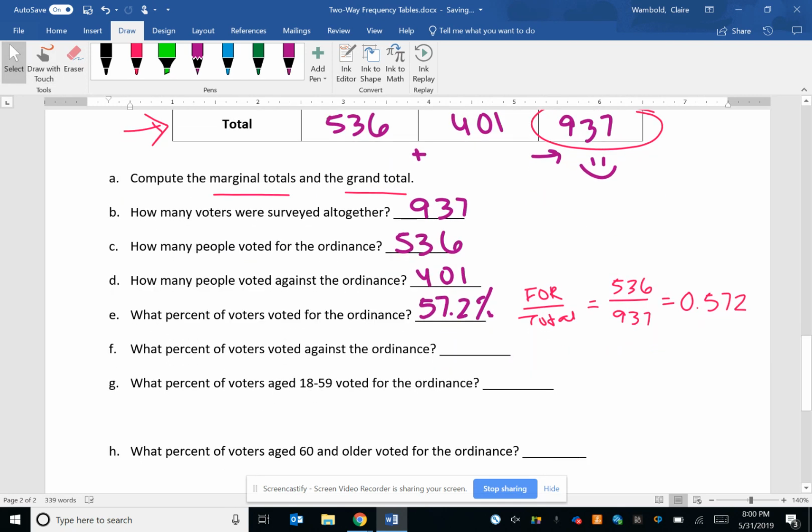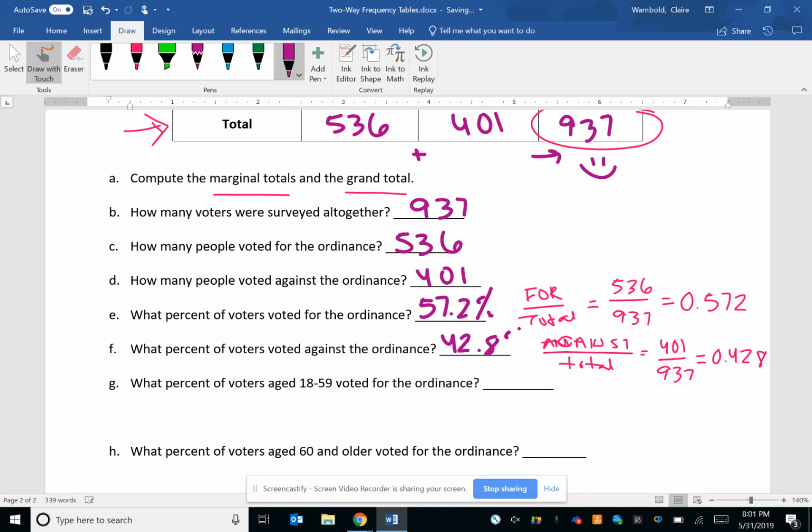Question F, what percent of voters voted against? So I'm taking the against, if I can spell that with the G, against, divided by the total. When you're doing this, always make sure you're taking the smaller number divided by the larger number. That way we get a decimal that will turn into a percent. So this is 401 divided by 937, which is the decimal 0.428, aka 42.8%, not 42.8 people, but 42.8%.